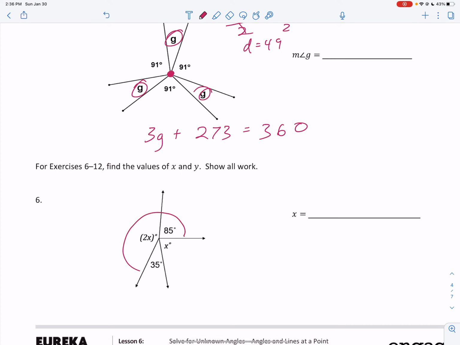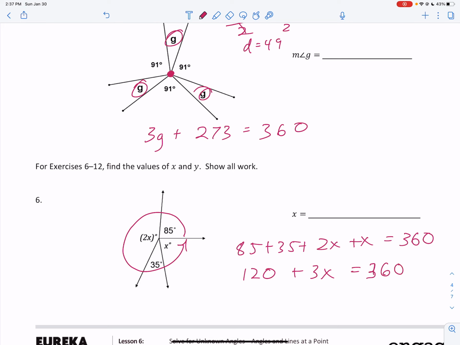This is going to be the exact same thing. Just add them all together. 85 plus 35 plus 2x plus x equals 360. 85 plus 35 is 120. 2x plus 1x. If it's not written, it's implied to be a 1 right here. 2x plus 1x is 3x. Subtract 120 from both sides to get 3x equals 240. And then divide both sides by 3 to get x equals 80.